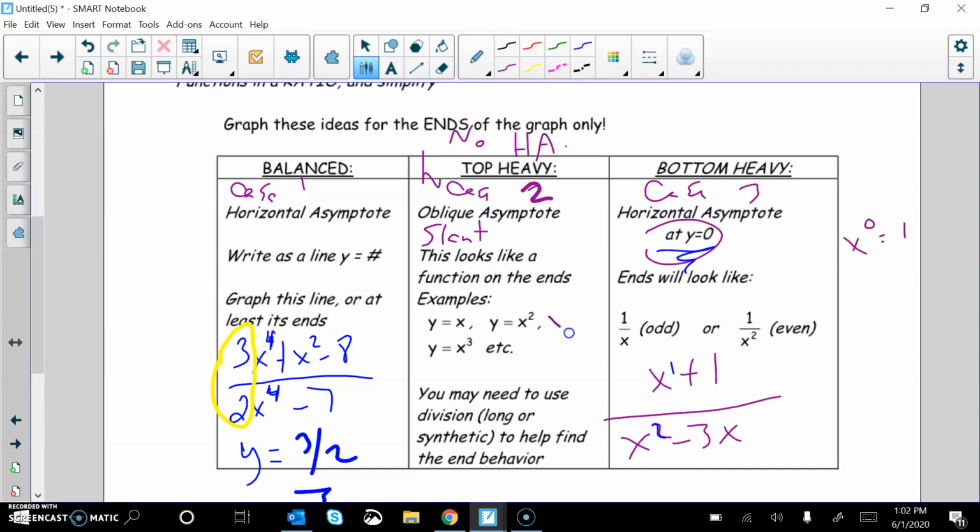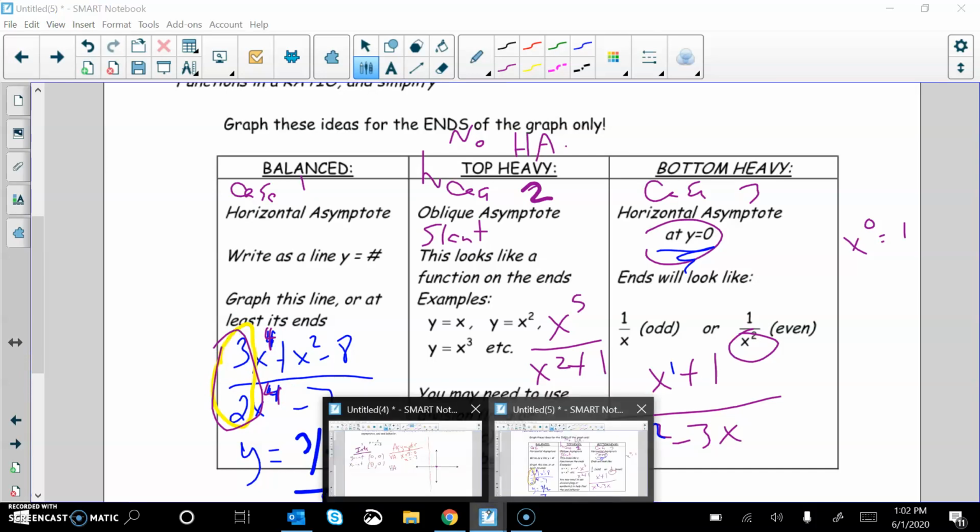So this one will be something like x to the 5th over x squared plus 1. So those are the 3 cases. The bottom is bigger, it's y equal to 0. If they have the same degree, it's the ratio of the coefficients. And if the top is larger, there is no horizontal asymptote.